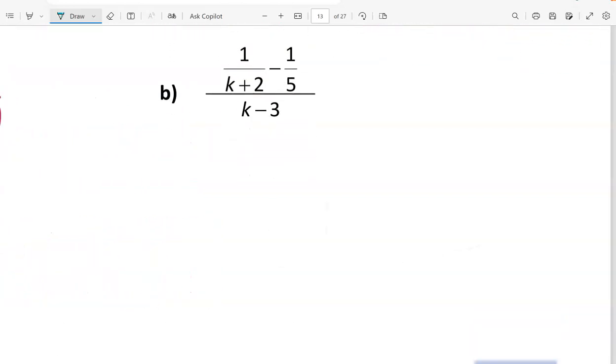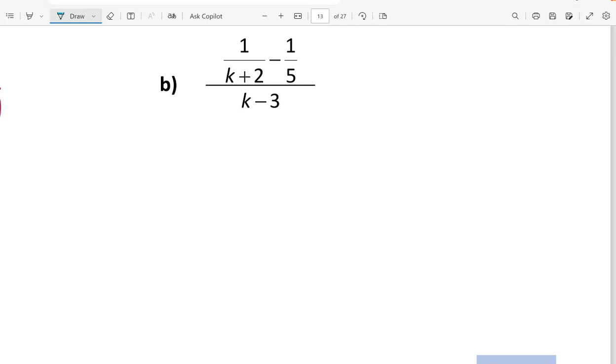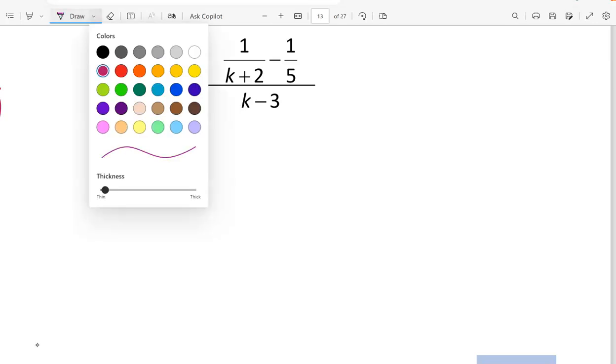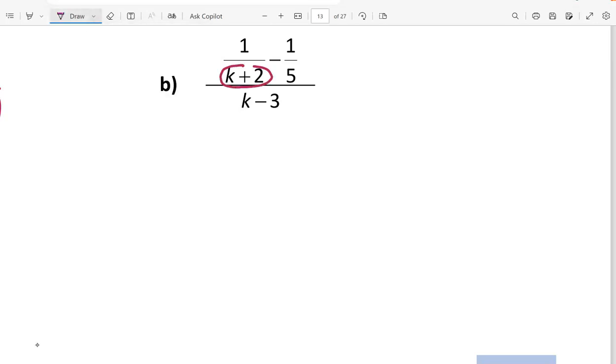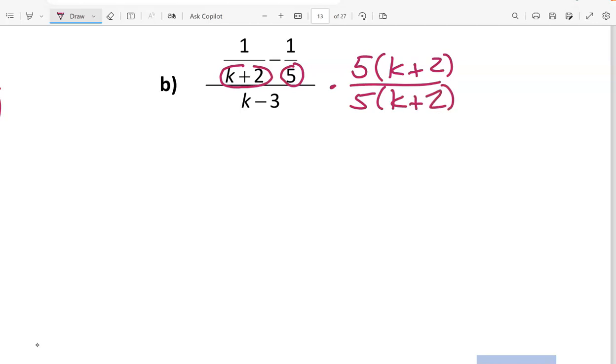All right, let's try b. Again, we have a binomial denominator. The smaller fractions have two different denominators, 5 and k plus 2, so that means the LCD is 5 times k plus 2. So now we're going to distribute to each of the fractions in the numerator.